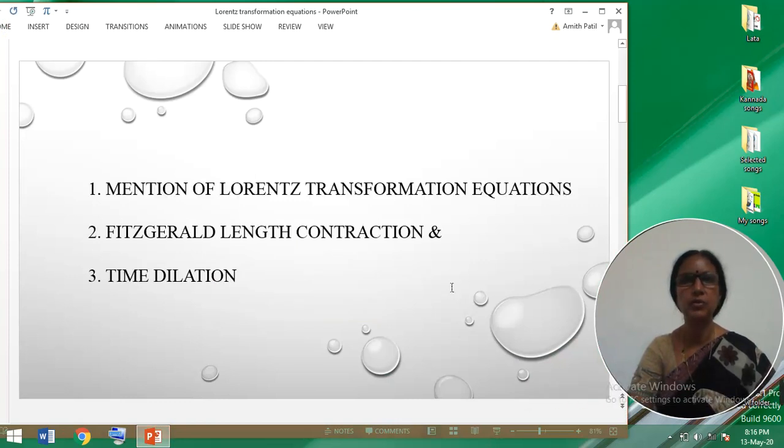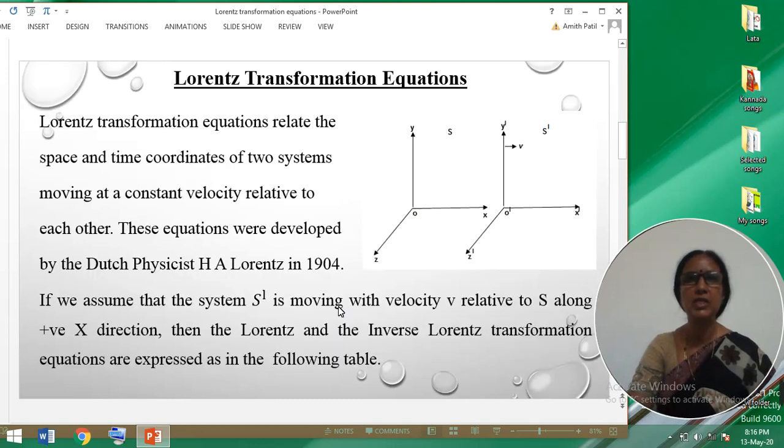In this video, I'll mention Lorentz transformation equations and I discuss about Fitzgerald length contraction and time dilation. Lorentz transformation equations were developed by the Dutch physicist H.L. Lorentz in the year 1904. These equations relate the space and time coordinates from one frame of reference to another frame of reference.